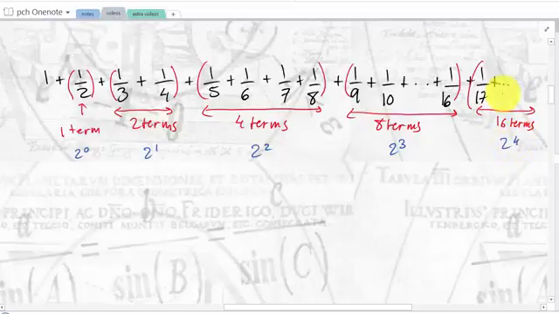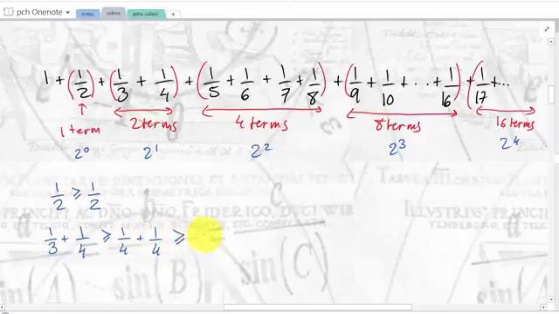Why am I doing that? Well, check it out. 1/2 is above or equal to 1/2, right? Okay. 1/3 plus 1/4. 1/3 is greater than 1/4. So this is above 1/4 plus 1/4. So this is above 2 times 1/4, which is 1/2.